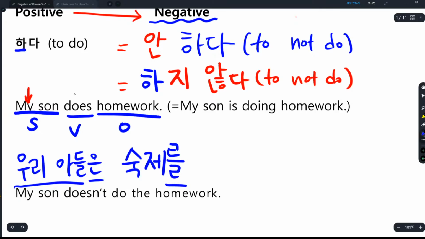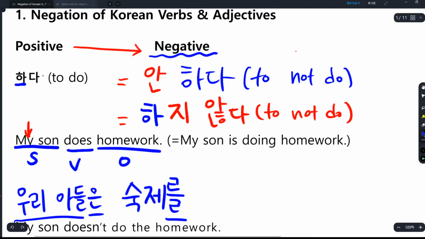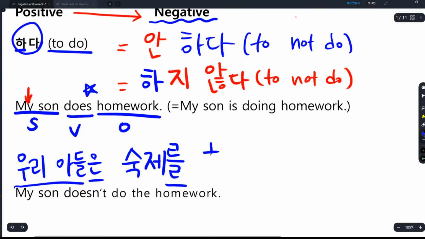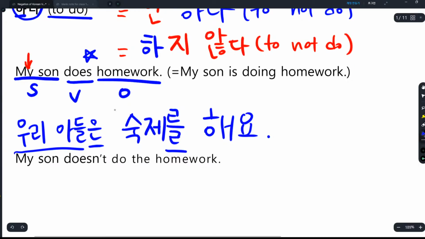우리 아들은 숙제를 does. Just like we learned, all verbs when used in a sentence have to be conjugated, right? So this to do verb, 하다, has to be conjugated in the present tense, and that would be 숙제를 해요. 우리 아들은 숙제를 해요. And let's try making it into a sentence with the opposite meaning. My son doesn't do the homework.